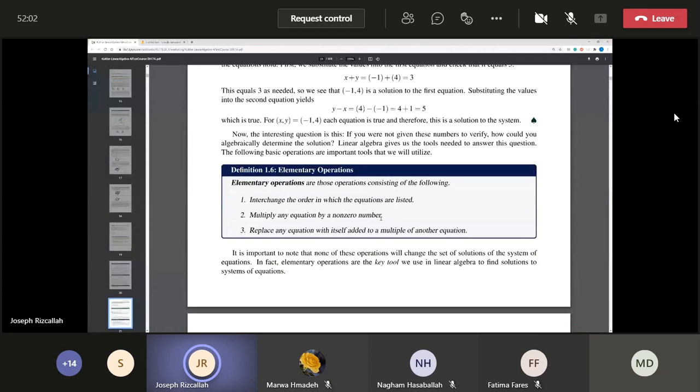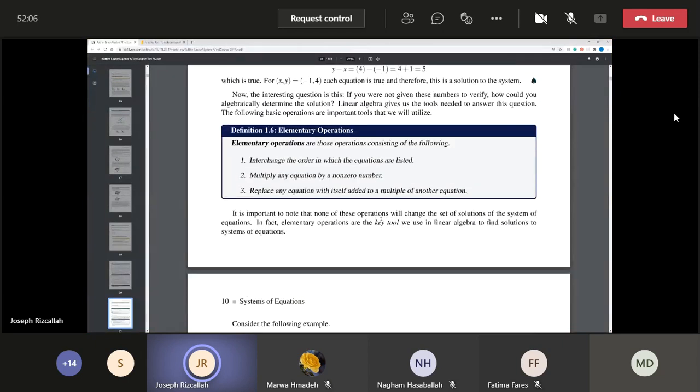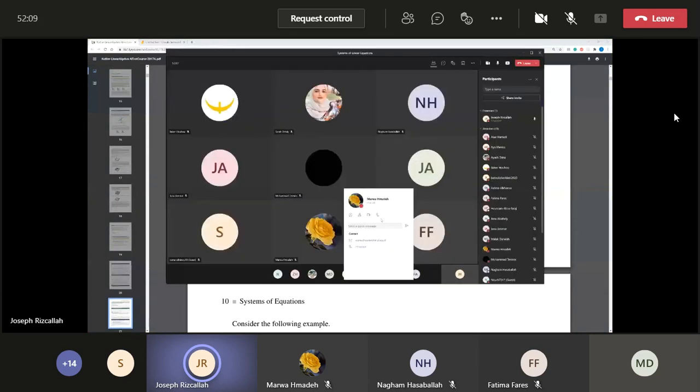And next time, we're going to see how to use these operations to solve any system of linear equations. Okay. I'm going to stop here for today. Do you have any questions before we dismiss?